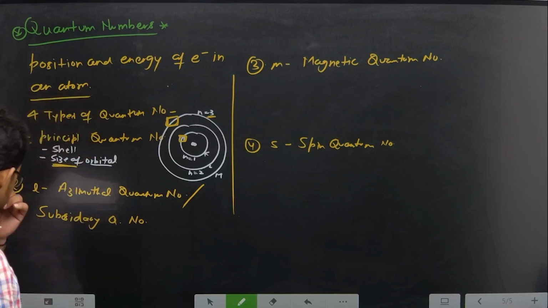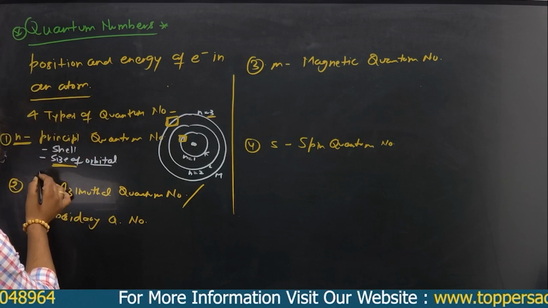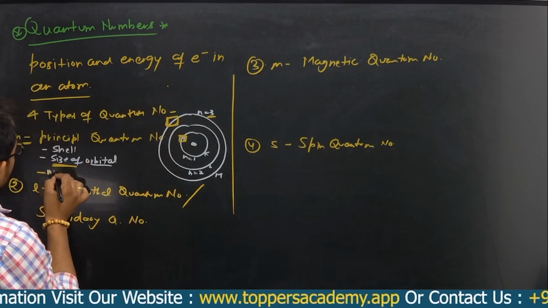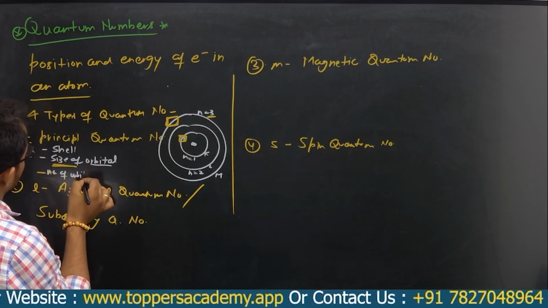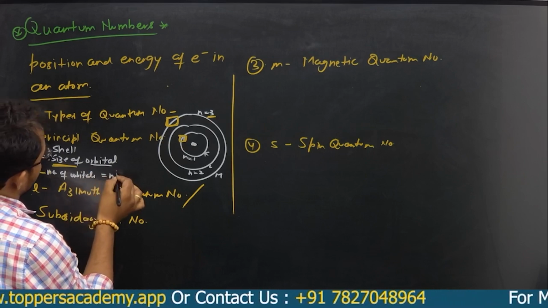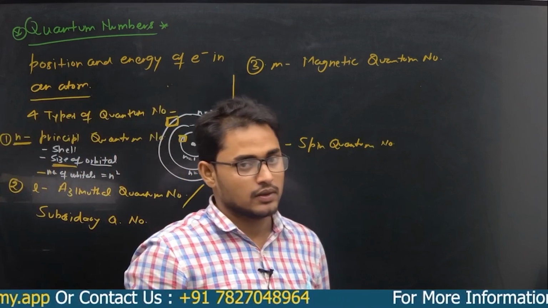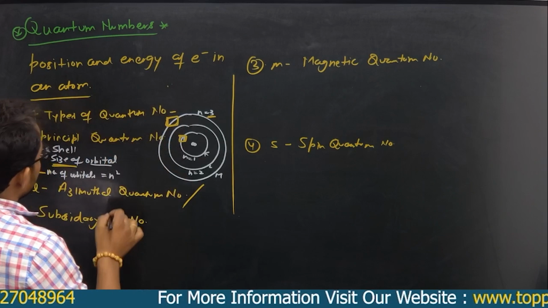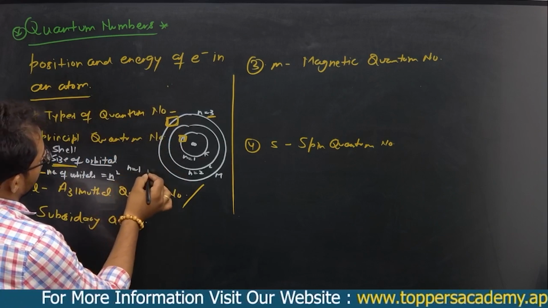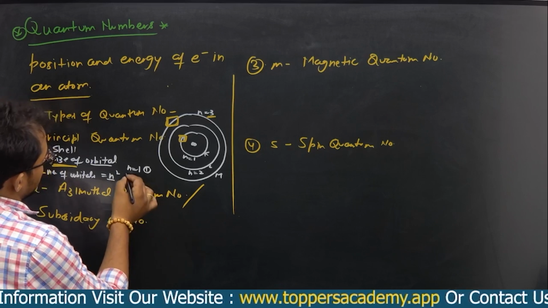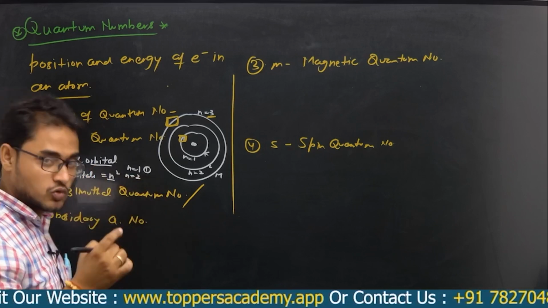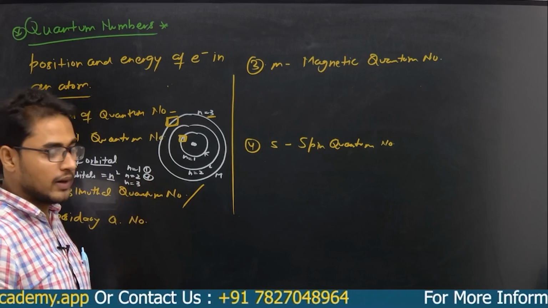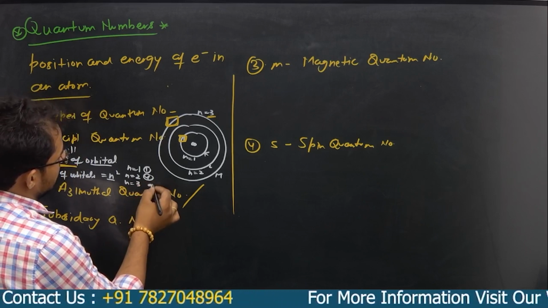Now listen. We can also calculate the number of orbitals here. It is equal to n square. n square is the number of orbitals for that particular shell. That means if n is equal to 1, the orbitals will be 1 square, that means 1. If n is equal to 2, the number of orbitals will be 2 square, that means 4. If n is equal to 3, the number of orbitals will be 3 square, that means 9.